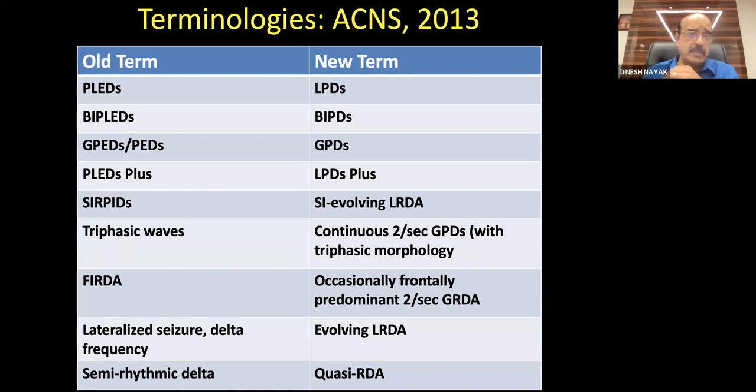SERPEDs, or stimulus-induced rhythmic periodic discharges, are called stimulus-induced evolving lateralized discharges. Triphasic waves are called continuous 2 per second GPDs with the triphasic morphology. So let's not go into all the things, but the first five categories is what I'm going to talk about.